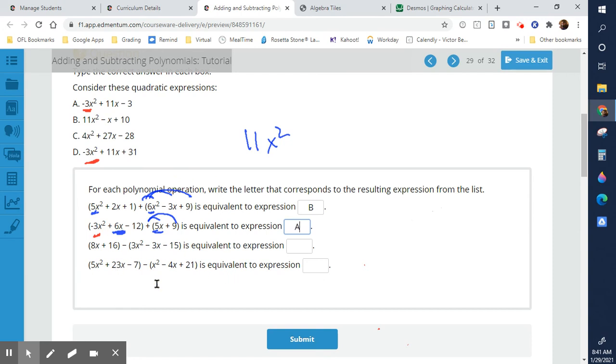Now for our last one, let's see here. We have a negative 3x squared. Okay, that's a good argument for D, but let's double check here. I want to make sure this one doesn't have D. Well, this is 5x squared. We're going to distribute this negative, so we get 4x squared. So this one was pretty simple.